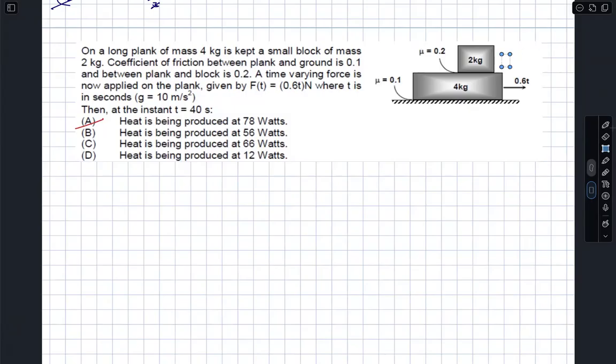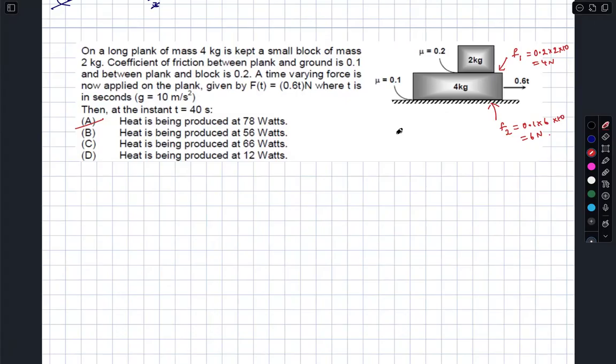Remember, under these circumstances, the limiting value of the friction here is 0.2 × 2 × 10, which means 4 newtons. Whether they ask or not makes no difference. Both are limiting values only. The other is 0.1 × 6 × 10, which is 6 newtons. Right. Keep that aside.